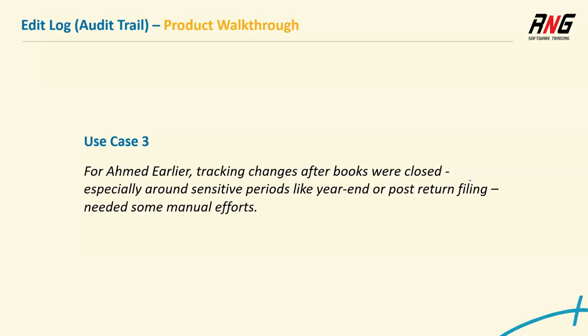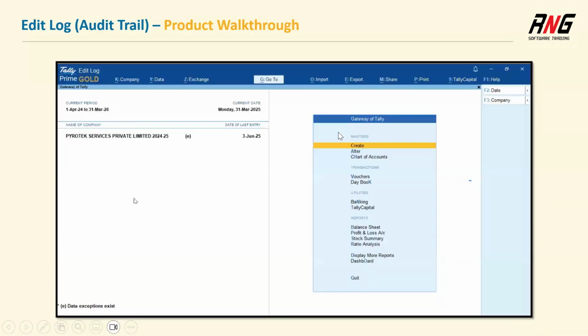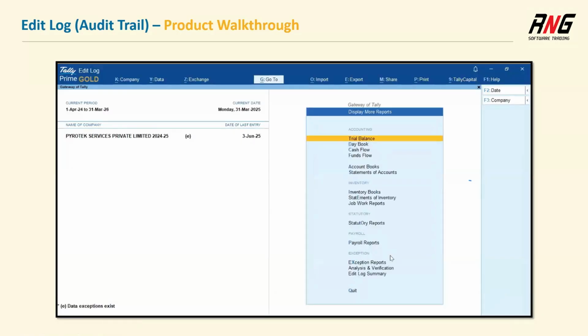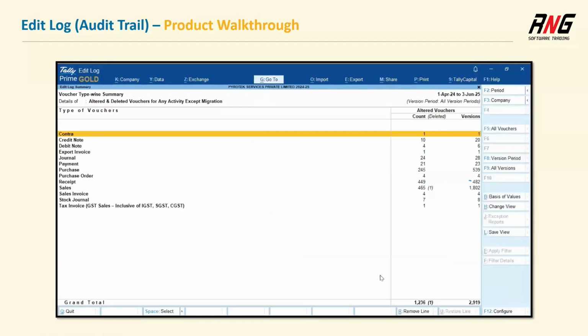Previously you needed to have some manual effort, but in case your year has ended, you had closed your books, you had submitted a VAT return, and you wanted to come back and see what changes have been done in the past 6 months or in the last month after the filing is done. How is that possible? It is very much possible in TallyPrime. You can go to display more report, edit log summary.